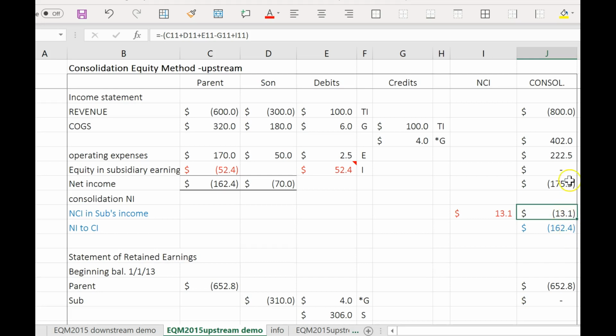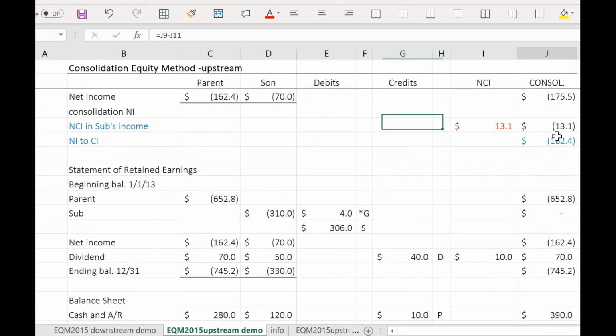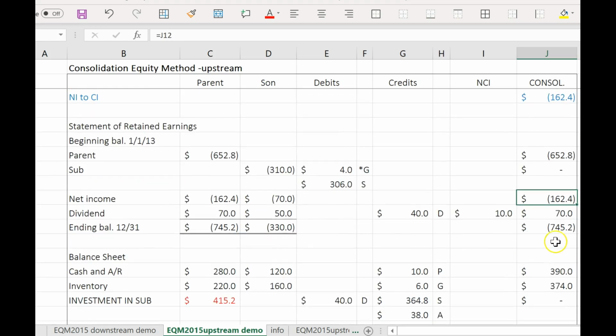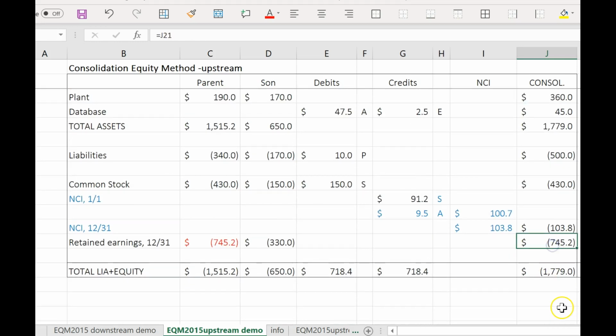Because I set it up as subtraction, it should be a negative number in the Excel sense, or in our accounting sense, it should be on the credit side. Okay, so that corrects my net income, and this net income goes to the consolidated retained earnings statement, equal to the parent's net income. Now this is correct. It carries over to my retained earnings.